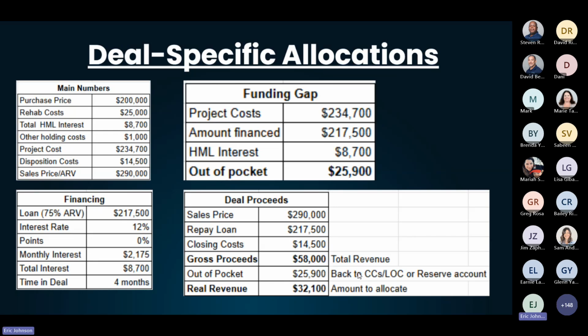So after you put this money back, now you have your real revenue that you can actually allocate, and it turns out to be $32,100. Let's say this guy's goal was to profit at least $40,000 per flip. Initially, he thinks he met this goal. In fact, he exceeded it.